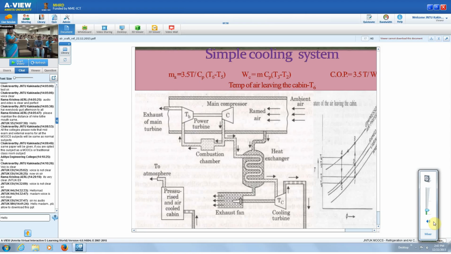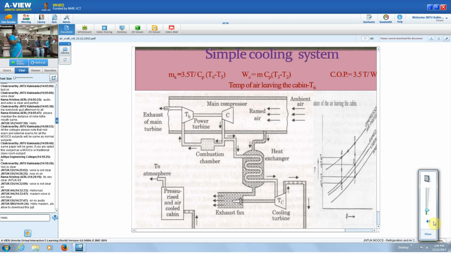It mainly consists of a heat exchanger, which is an air to air heat exchanger only. The compressed air coming here is cooled by the rammed air itself. The work done by the cooling turbine is utilized for running the fan, so the fan is operated by the cooling turbine itself, to draw this rammed air and to send this rammed air, which is coming as hot air.